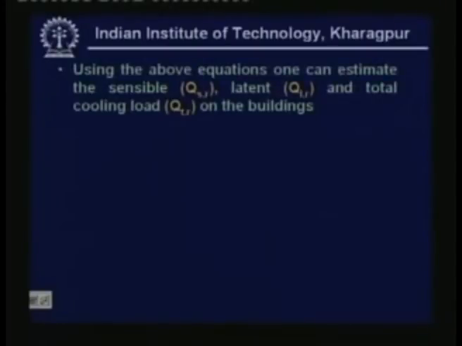Using the above equations, one can estimate the total sensible load on the building, total latent load on the building and total cooling load on the building. Total cooling load on the building is nothing but the sum of sensible loads and latent loads.